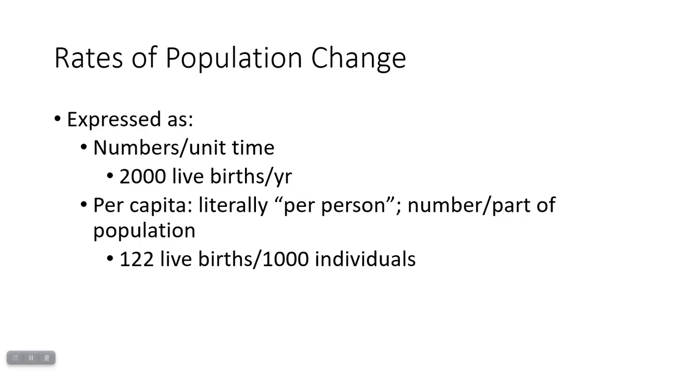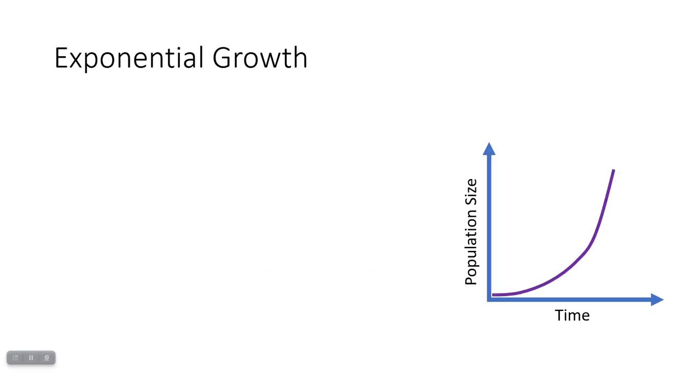So if you're comparing it for every 1,000 individuals, you could compare the birth rate in, say, a city like New York City, which is very large, to a city like Topeka in Kansas, which would be smaller, and still come up with a relative comparison.